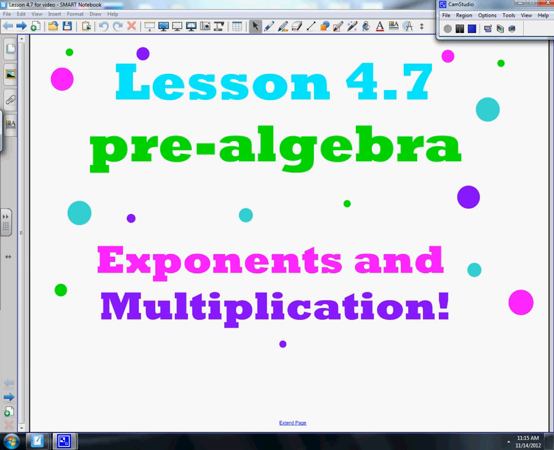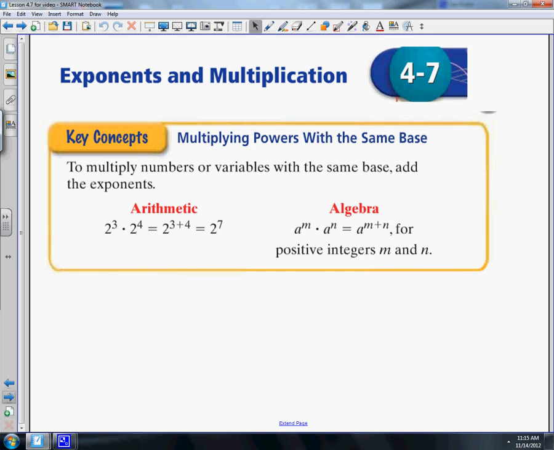This is lesson 4.7 for pre-algebra. It's exponents and multiplication. So title your paper, Exponents and Multiplication. There are a couple key concepts that you need to copy down. So here is the first key concept.